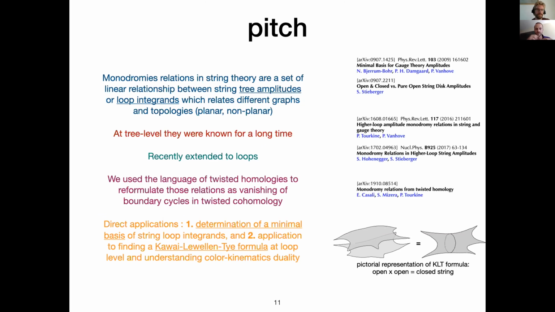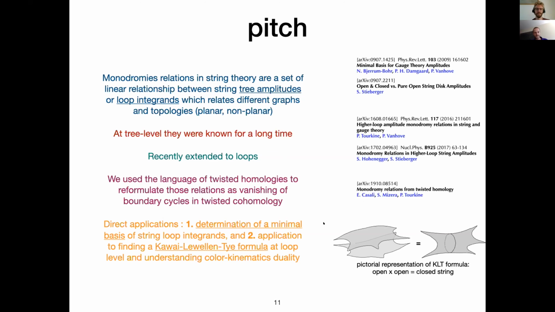integrands. I'll come to this afterwards. And they relate different types of graphs and topologies of graphs. At tree level, they've been known for a long time, since Plahte, which I forgot to cite on this slide, in the 70s. And then Pierre Vanhove, Bjerrum-Bohr, and Paul Damgaard, and then Stefan Stieberger worked out these things in full generality. Then it was recently extended to loops by these authors.